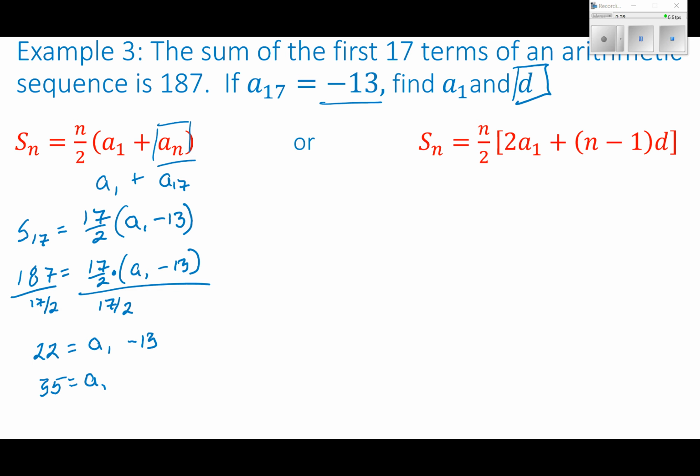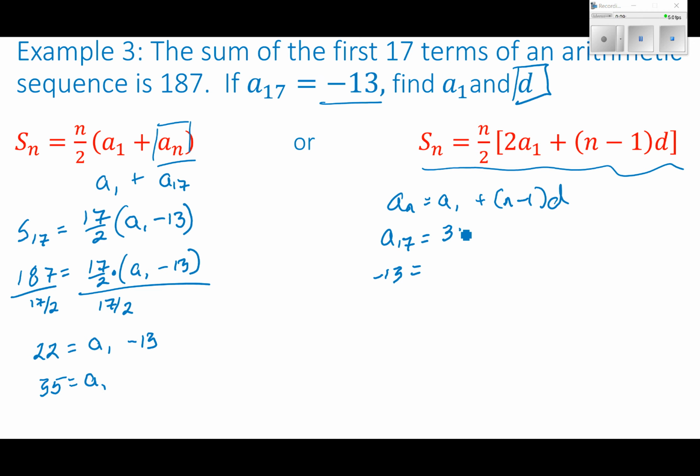To find our common difference d, I have to look at this other formula, because this one has my d in it. If I only want to work with a sub n, I know a sub n is a sub 1 plus n minus 1 times d. I'm only going to focus on that part. A sub n is a sub 17. I know what the 17th term in my sequence is. This is that negative 13 piece.